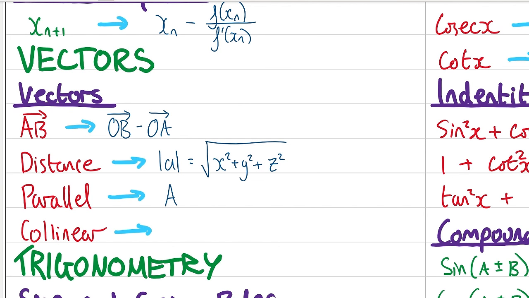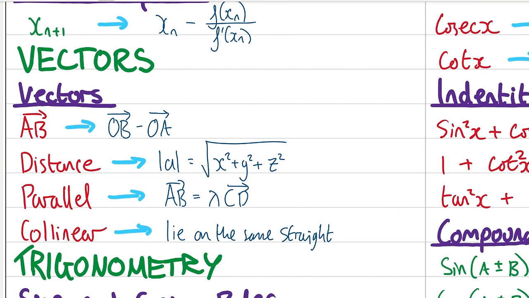Two vectors are parallel if a to b is equal to some multiple of another vector c to d. They are collinear if they lie on the same straight line. And we can prove that by making sure that each of the vectors, so if we're going from a to b to c, the a to b is parallel to either b to c or from a to c.